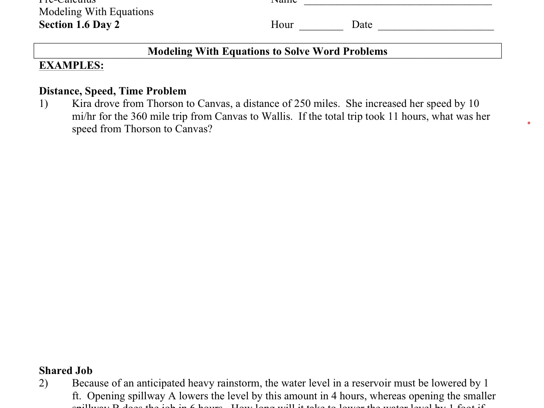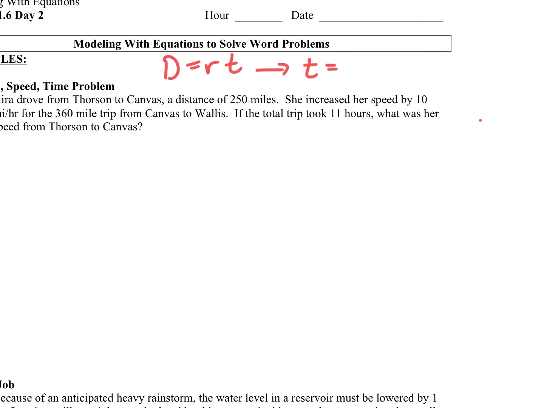D equals RT. Distance equals rate times time. If we manipulate this equation, and if we want to solve it for t, what does time equal? We are going to divide. D over R. D divided by R.